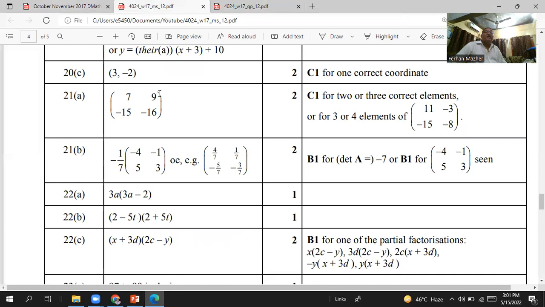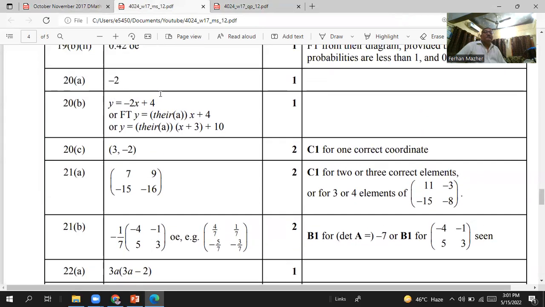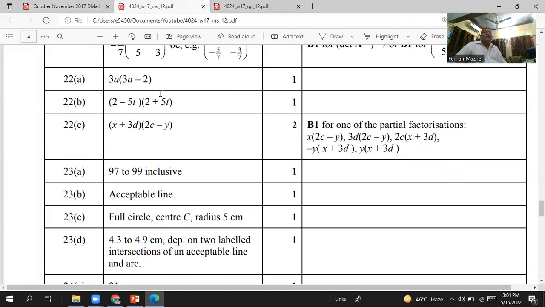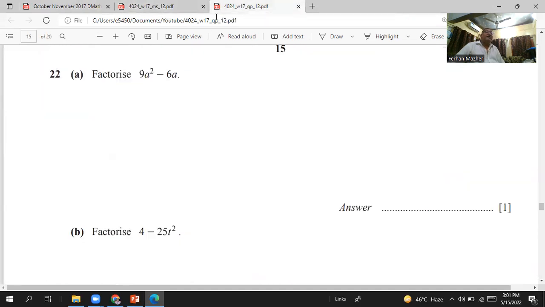Let's have a look at the mark scheme. And that's question number 22. So 3a bracket 3a minus 2.